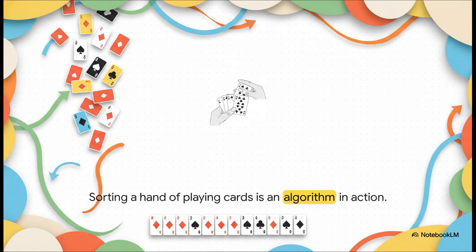Sorting a hand of cards is a perfect everyday example. You start with a jumbled mess of cards. That's your input. You follow a procedure, right? You pick a card, compare it to the others, and slide it into the right spot. You just keep doing that until, voila, you have a perfectly sorted hand. That's your output. See? It's that intuitive.